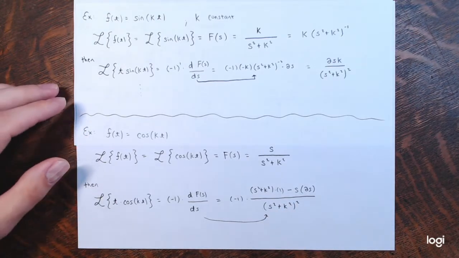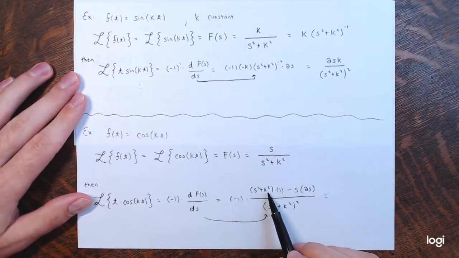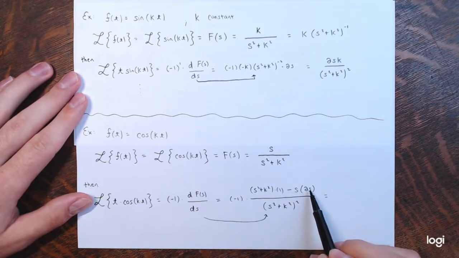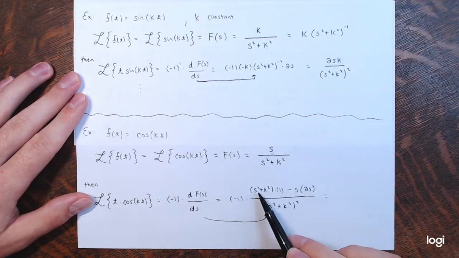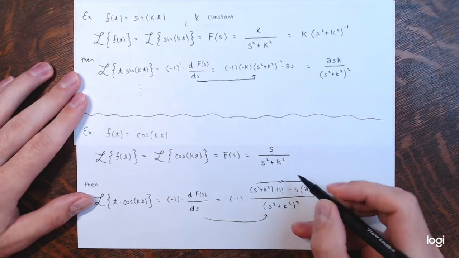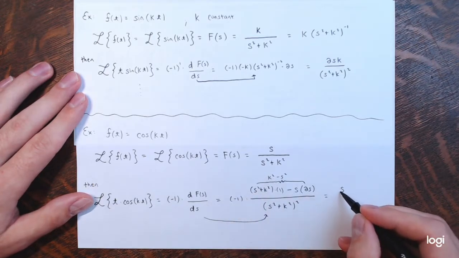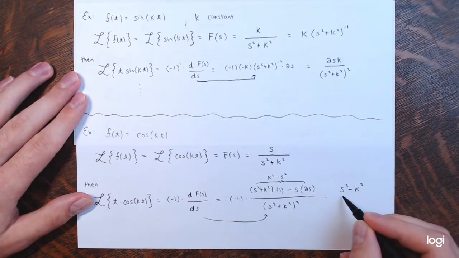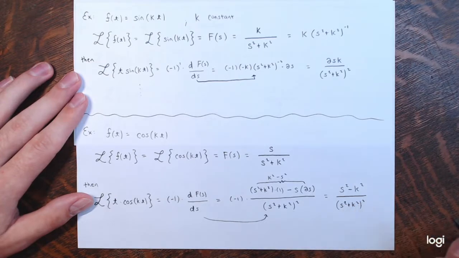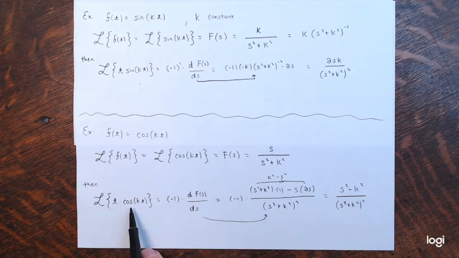Right. And then doing a little simplifying here, this is s squared plus k squared minus 2s squared. Well, that's s squared minus 2s squared. That'd be this up top, right? This numerator would just be k squared minus s squared then, right? But then it's being multiplied by negative 1 here, so I end up with s squared minus k squared in the numerator divided by the quantity s squared plus k squared, squared, in the denominator, and there's the Laplace transform of t times cosine of kt.